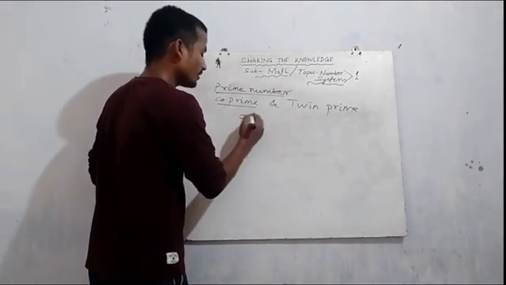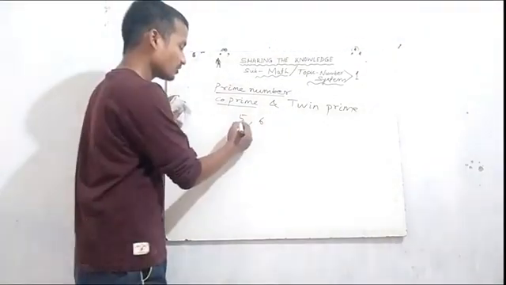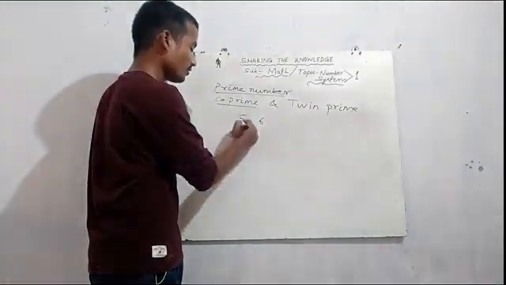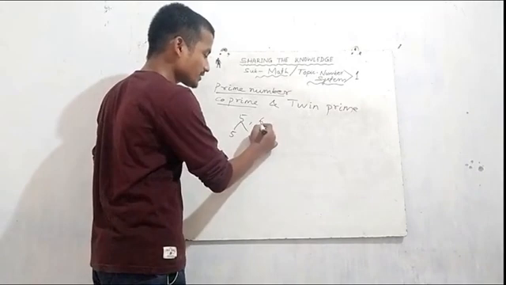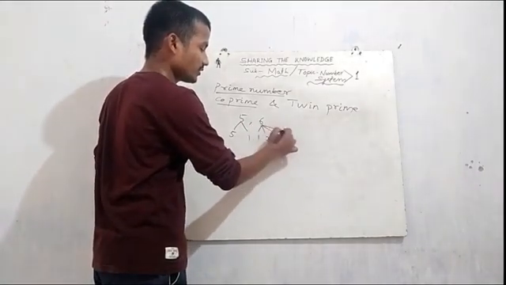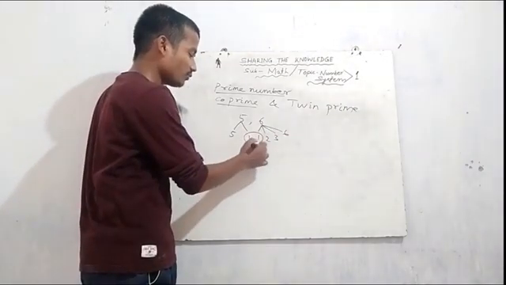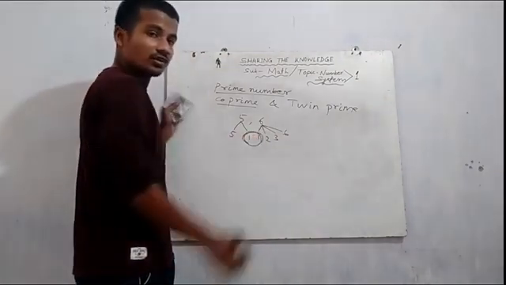Like 5 and 6. What are the factors of 5? 5 and 1. What are the factors of 6? 1, 2, 3, 6. So how many common factors are there? Only 1. One common factor, that is 1.